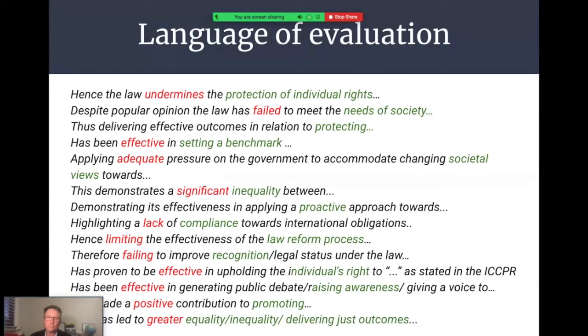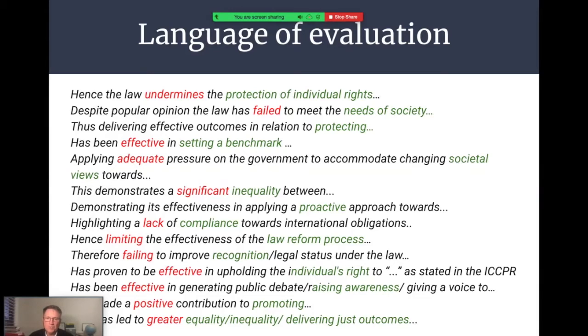When I'm required to evaluate, it's really important to have phrases that you're familiar with, which become evaluations. On this page here, we can see a lot of examples of evaluation type statements. Hence, the law undermines the protection of individual rights. There's an evaluation there, the legal system is undermining. Despite popular opinion, the law has failed to meet society's needs. The word failed is an evaluation. It's saying the legal system is not working, it has failed, etc.